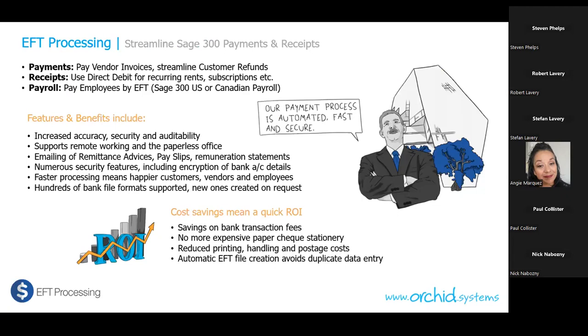But we do find that when you employ EFT processing within your Sage 300 or Intacct systems, you do get increased accuracy, security, and auditability. In fact, some people have purchased the EFT processing solution specifically because they had a check fraud committed against them, where somebody intercepted the paper-based check and tried to forge the signature or deposit it into one of their accounts.